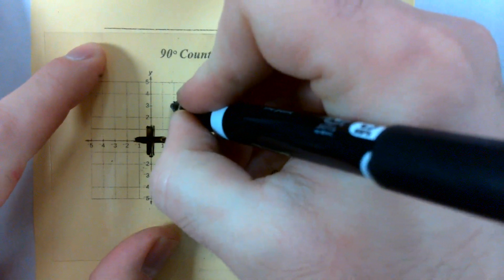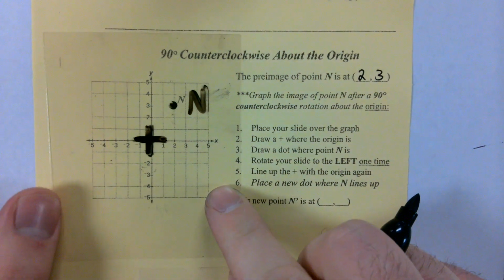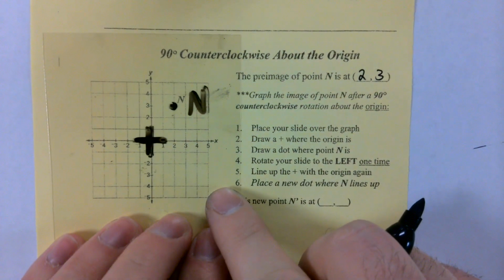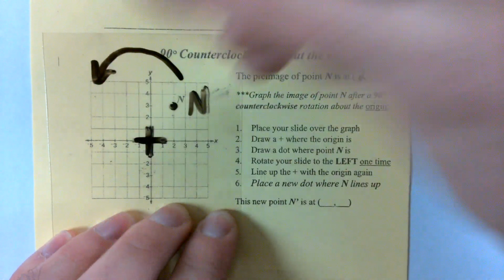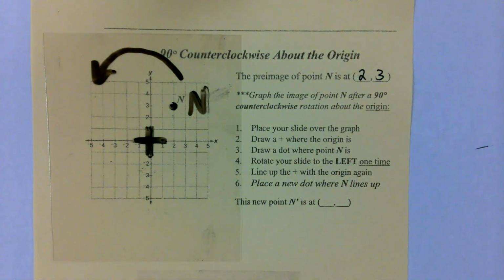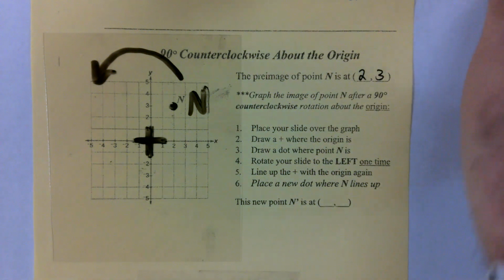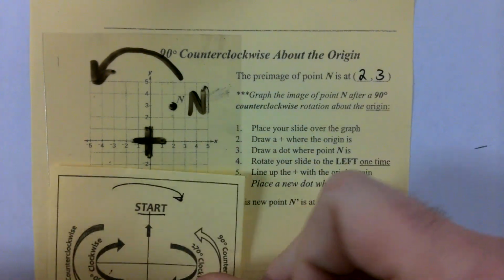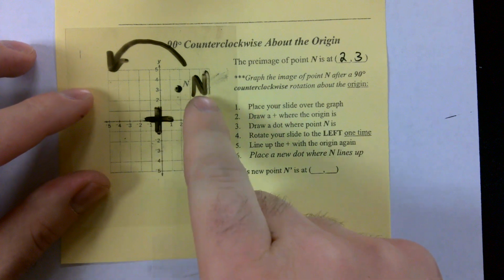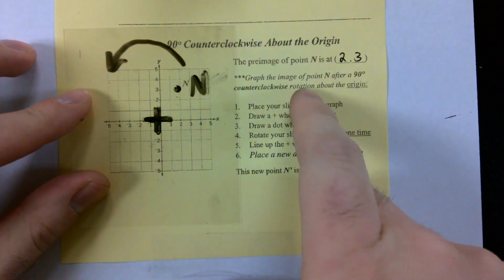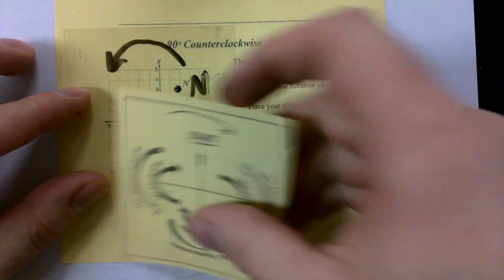Boom, N is right there. Now, instead of moving to the right, we're going to rotate this to the left. Now, if this is still a little confusing, you can use your slide and your rotation helper together. Here's how we can do that, all right? We set up our plus and our N. We know that we need to go counterclockwise, which is to the left.